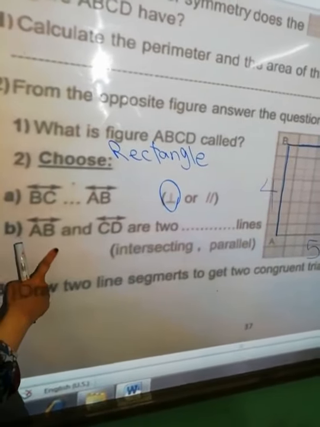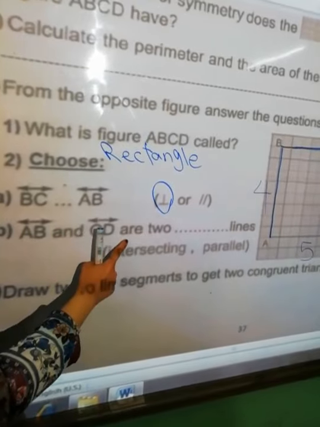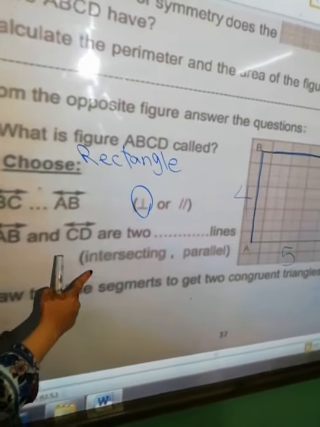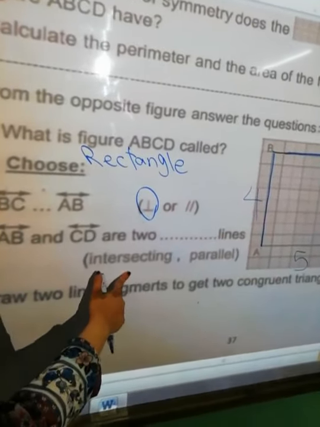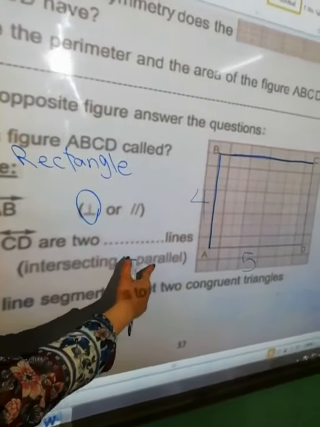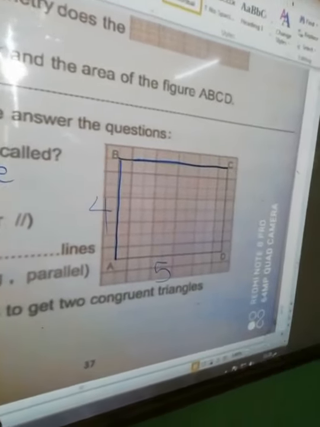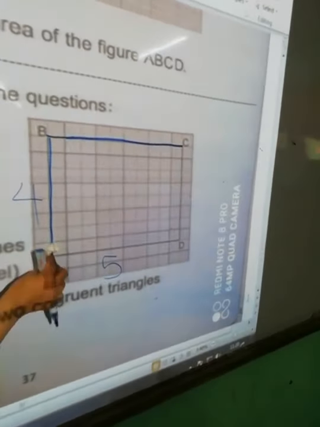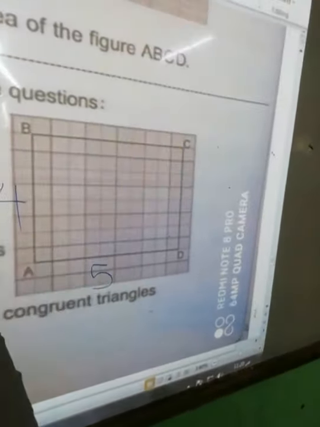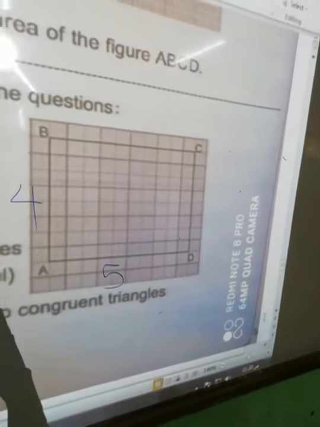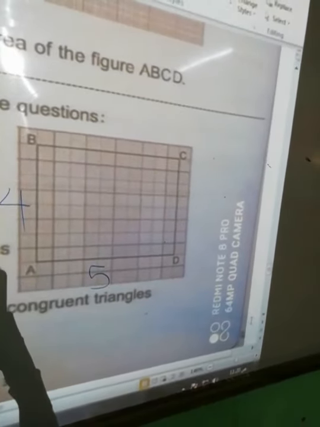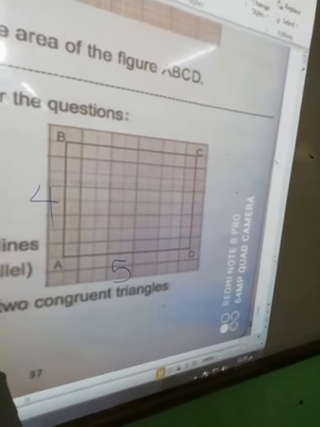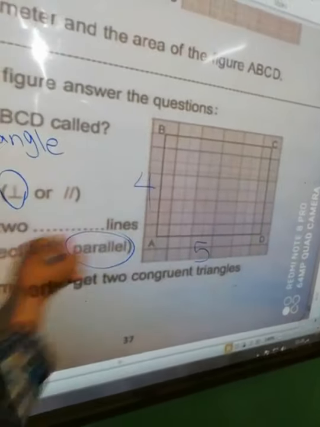A, B, and C, D are two intersecting lines or parallel lines. Look, A, B, clear this line. A, B, and C, D. This is what? This is two parallel lines.